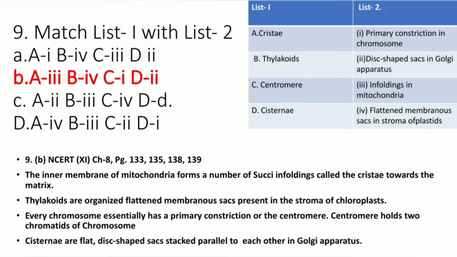9. Match list 1 and 2. So first, cristae. So answer is infolding of mitochondria. Thylakoids, it is a flattened membrane sac in stroma of plastid. Thylakoids are part of chloroplast. Next, centromere. Centromere is the primary constriction of chromosome. Cisternae, it is a disc-shaped sac in Golgi apparatus.